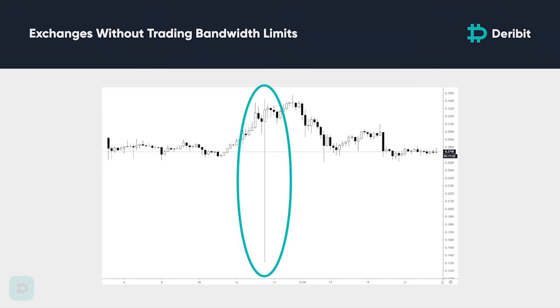As you can imagine, traders that are stopped out anywhere near the bottom in these wicks will not be very happy. They may have suffered heavy losses even in unleveraged positions. On Deribit, trading bandwidth limits stop these kind of flash crash wicks happening.